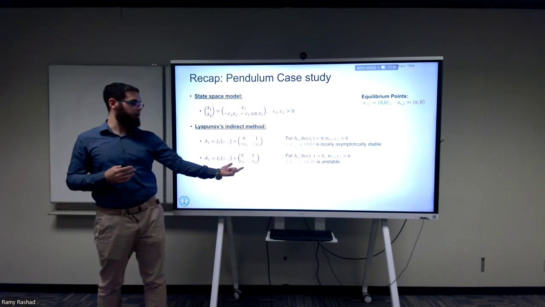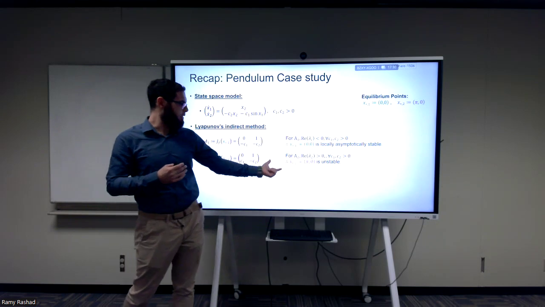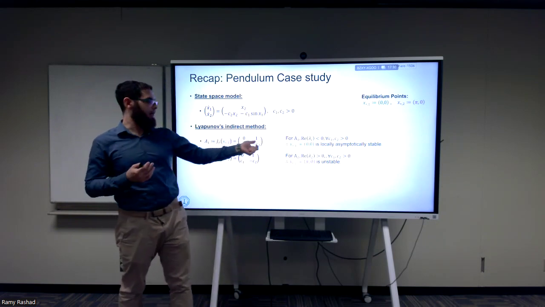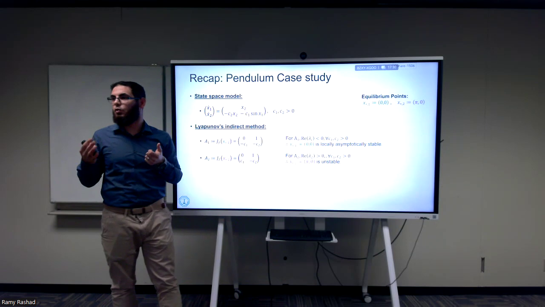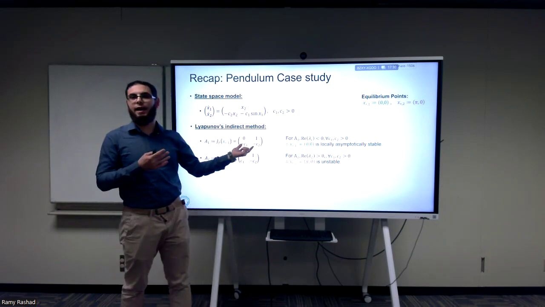We did the same for the second equilibrium point, and we got this other linear system, another 2x2 matrix. And then I showed you last time that for all positive values of C1 and C2, you can show that all of the eigenvalues are always negative.